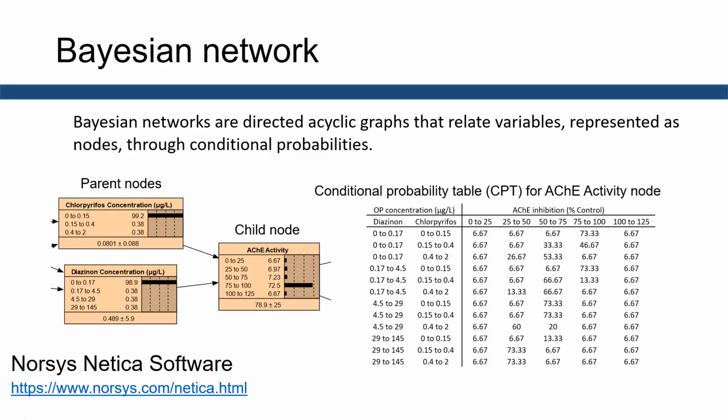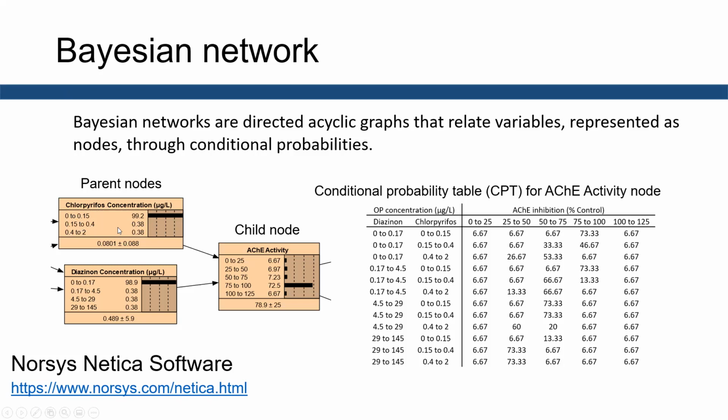And the way that we define these relationships between the nodes and how we quantify them is using conditional probability tables. This is a conditional probability table here on the right. It takes every combination of the states from the parent nodes and has a probability distribution that defines what that relationship is probabilistically.